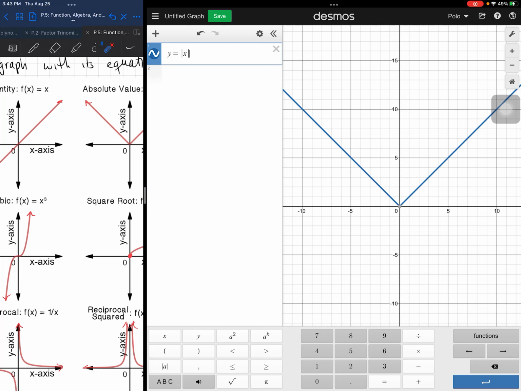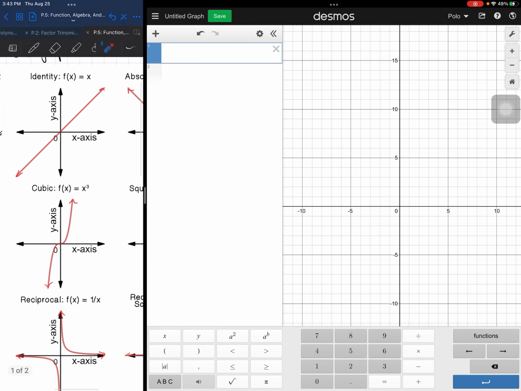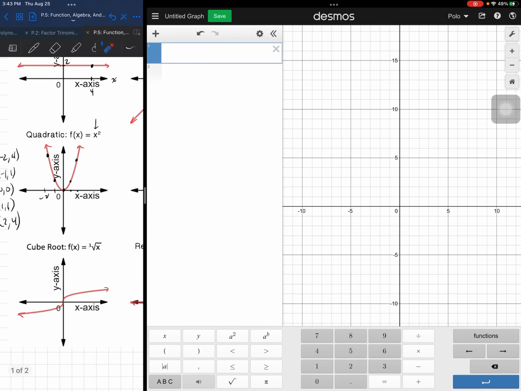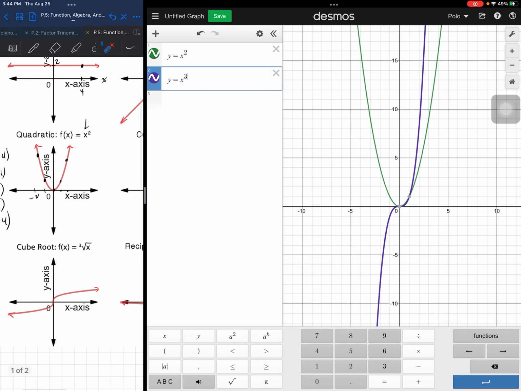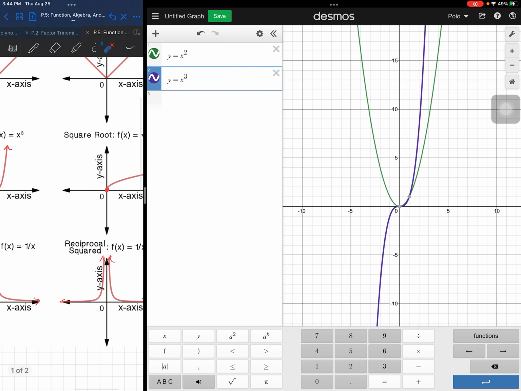What you can do with this is also you can do multiple graphs at the same time. But let's type in the y square. So we're going to type in y equals, and then x, and then square it. There you go. And then if you click down here, you can do it again. So y equals x to the third power. So we're going to use where it says a to the b. That's going to allow you to take an exponent, and then that gives you x cubed. So that's that one right there.